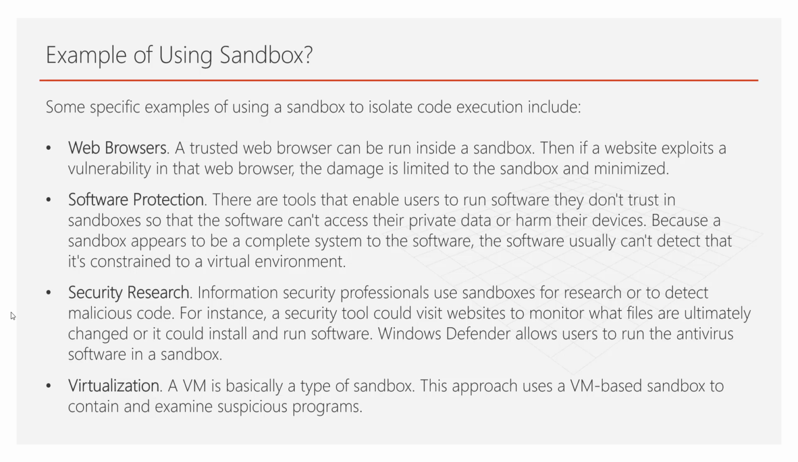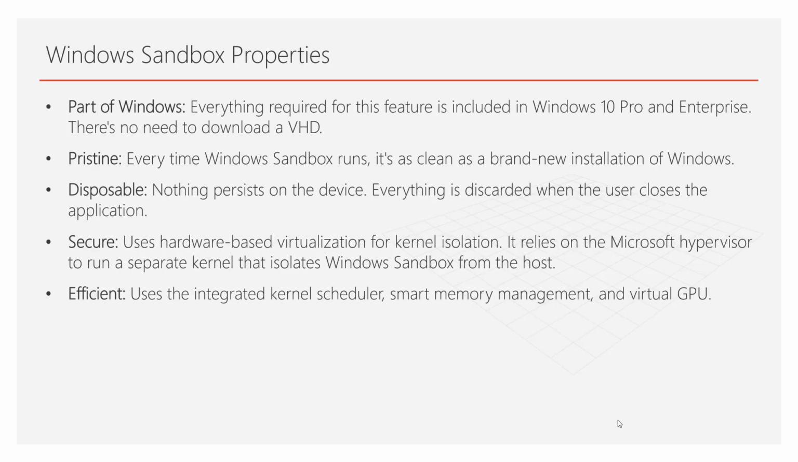Security research. Information security professionals use sandboxes for research or to detect malicious code. For instance, a security tool could visit a website to monitor what files are ultimately changed, or it could install and run software. Windows Defender allows users to run the antivirus software in a sandbox. Virtualization. A VM is basically a type of sandbox. This approach uses a VM-based sandbox to contain and examine suspicious programs. Windows Sandbox properties. Part of Windows.